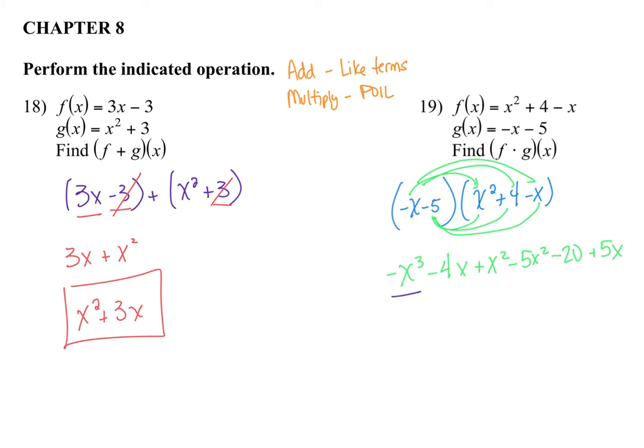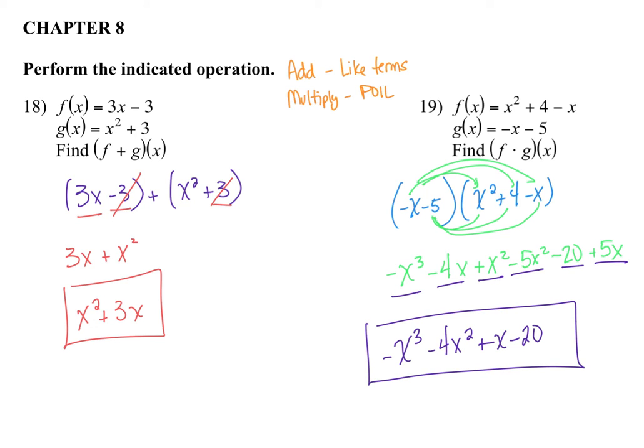So I'm going to put the -x cubed first. It does not combine with anything. I'm going to look for x squared. So I have a 1x squared, a -5x squared. Combine my x's, -4x, +5x, and then -20. So that is my answer for multiplication.